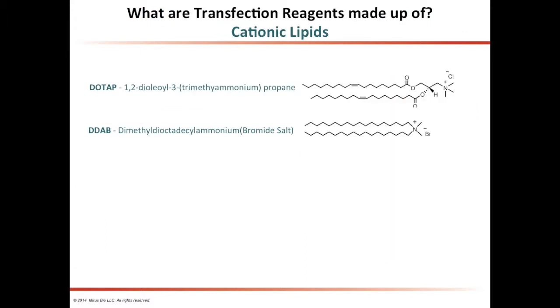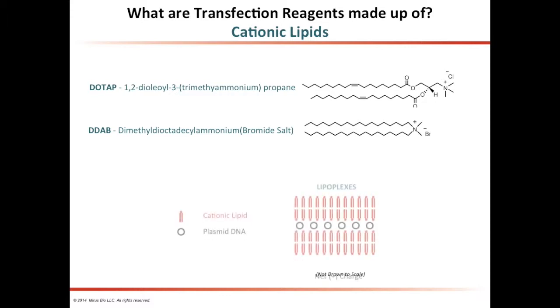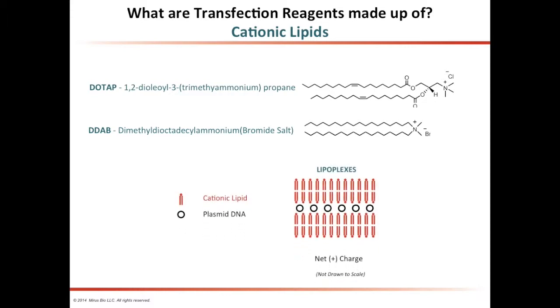Many transfection reagents are made up of cationic lipids that bear positively charged head groups on one end and long hydrophobic tails on the other. Examples include DOTAP and DDAB. The polar nature of these lipids allows the positively charged head group to associate with the negatively charged nucleic acid, while the hydrophobic tails can self-associate to form complexes called lipoplexes.